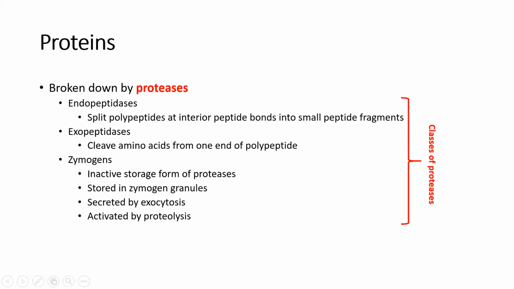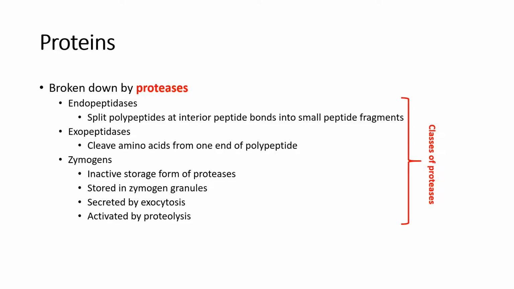We also have zymogens. So zymogens are the inactive storage form of these proteases. So remember, our body's made mainly of proteins, right? The proteins that are active in our system, as well as our tissue that has proteins in it. And so we don't want these proteases to be active all the time. Otherwise, our body would literally digest itself.